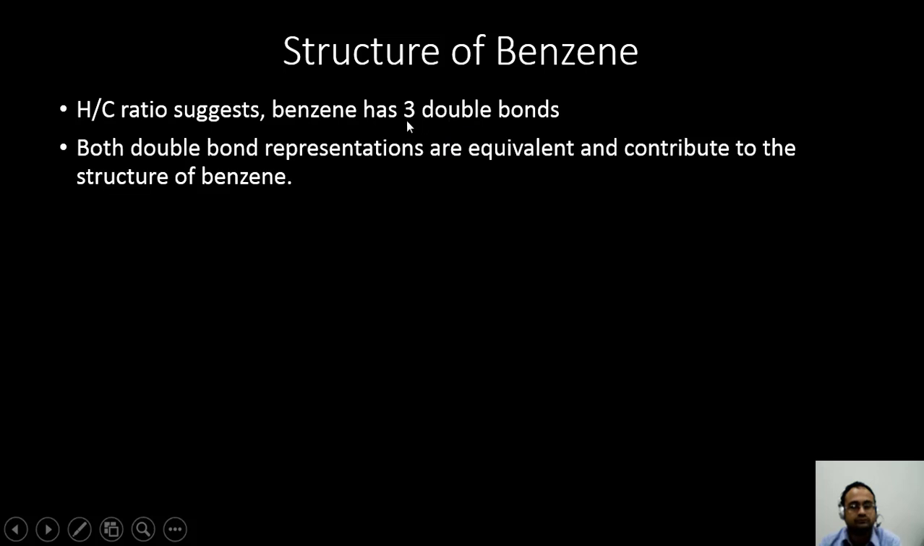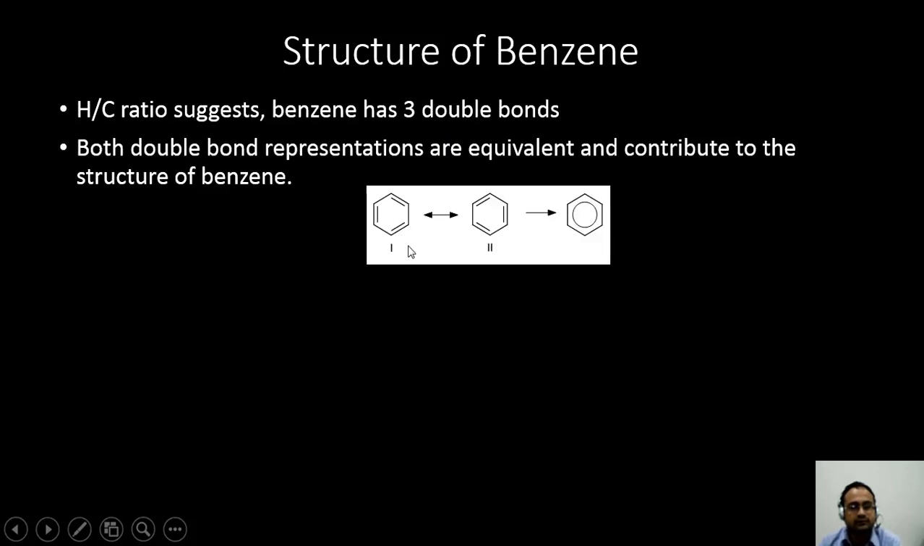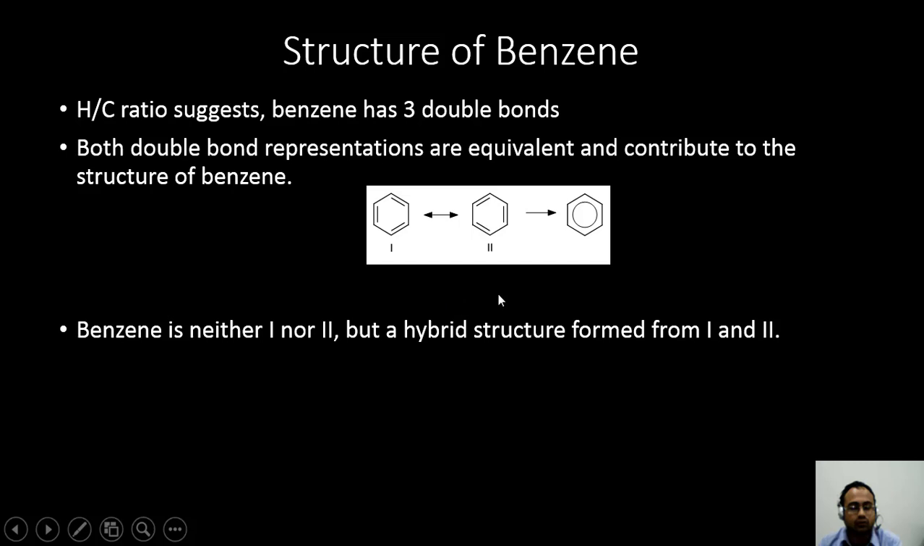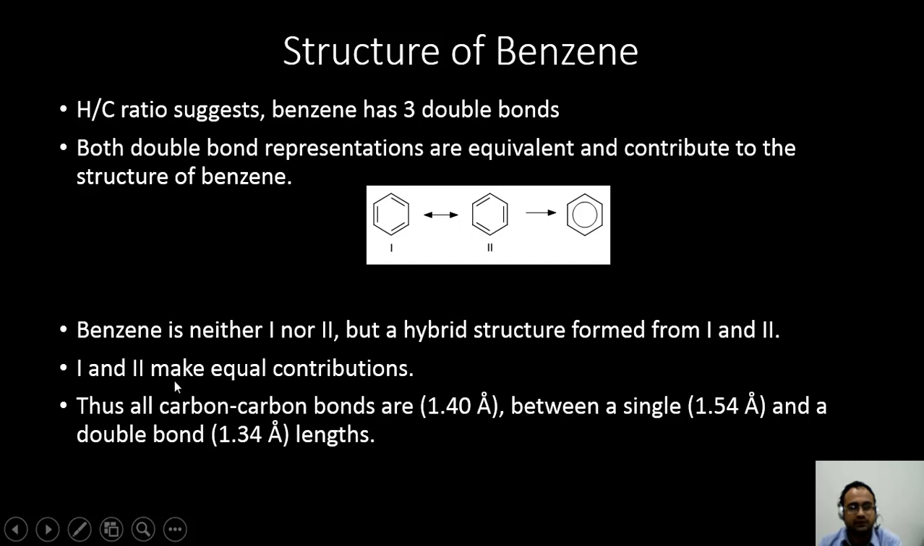After much scientific debate, scientists over the years have settled on these two structures. Both of them contain alternating double and single bonds, but neither of them is benzene. Structure 1 and structure 2 contribute equally to the hybrid of the actual structure of benzene. In other words, benzene is known to be a hybrid of structures 1 and 2, in which 1 and 2 make equal contributions, and therefore benzene does not contain alternating single and double bonds.